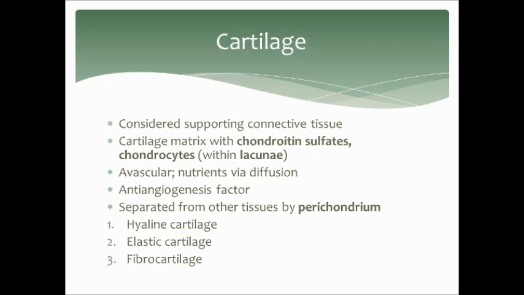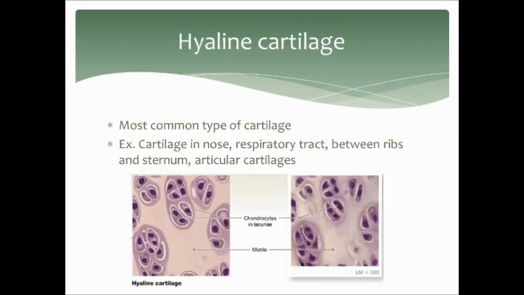There's also been some research into this anti-angiogenesis factor in tumor research to try to prevent the tumors from supplying their own vascular supply. Cartilage is separated from other tissues by perichondrium, this fibrous sheath that kind of covers it. And there are 3 different types of cartilage that we'll talk about: hyaline cartilage, elastic cartilage, and fibrocartilage.